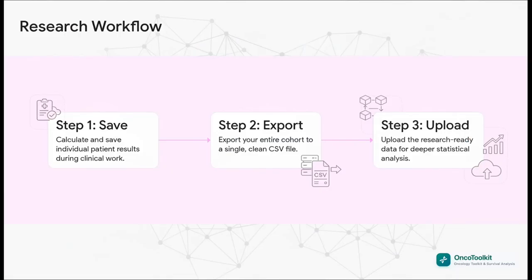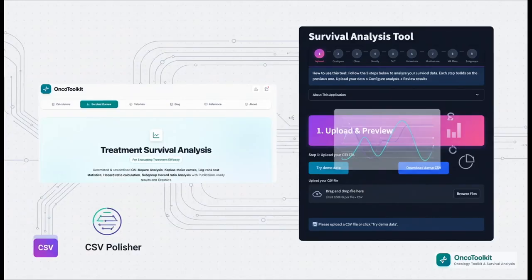You calculate and save results during your normal clinical work. Then, whenever you're ready, you export the entire cohort to a single, clean CSV file. That file is now perfectly structured for upload into any statistical software for deeper analysis. And that exported CSV is just the beginning. It integrates seamlessly into the broader OncoToolkit research ecosystem. You can take that file directly into our CSV polisher for data cleaning, or, as you see here, feed it into the Survival Analysis app to automatically generate publication-ready Kaplan-Meier curves and statistics.